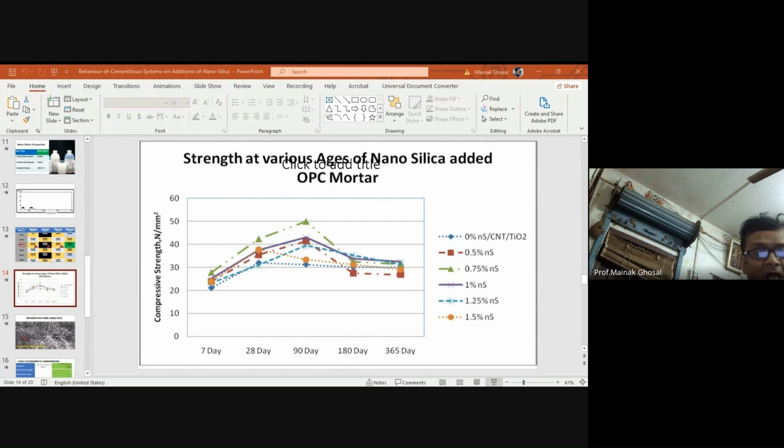So this is nanosilica: microstructure modification, durability properties, all these are improved. And they are cyclic: if one is improved, other properties get improved automatically, by improving the total microstructure of cemented systems.